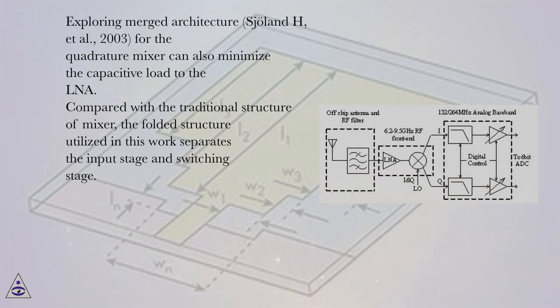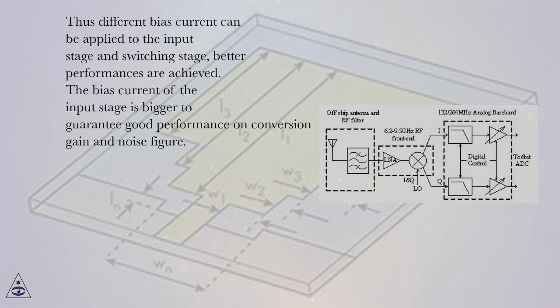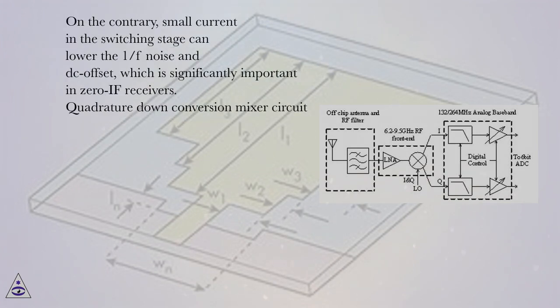Compared with the traditional structure of mixer, the folded structure utilized in this work separates the input stage and switching stage. Thus different bias currents can be applied to the input stage and switching stage, and better performance is achieved. The bias current of the input stage is bigger to guarantee good performance on conversion gain and noise figure. On the contrary, small current in the switching stage can lower the 1/f noise and DC offset, which is significantly important in zero-IF receivers. Quadrature down conversion mixer circuit.